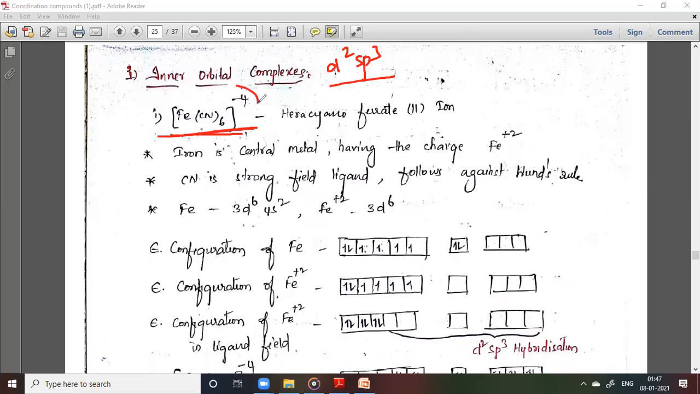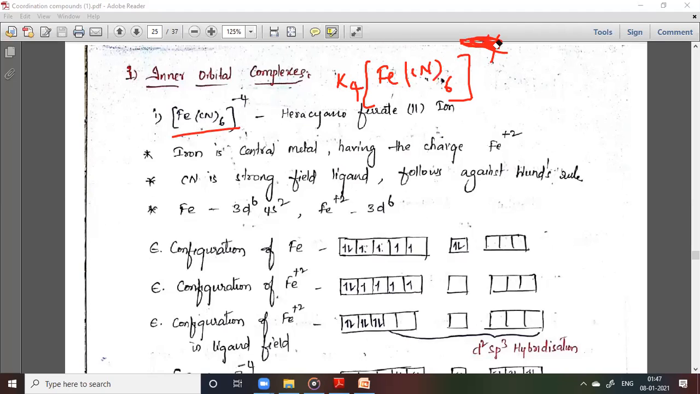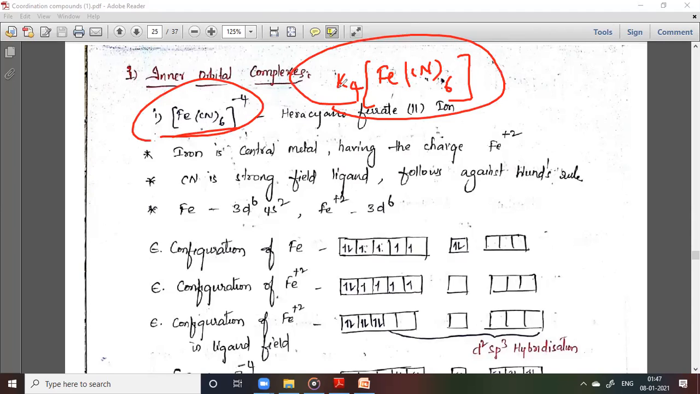So let us take this particular complex here. We can write this complex as Fe(CN)6 to the minus 4. Minus 4 means you can write K4 here. There is no problem. If you write K4, remove this; you can write like this. There is no difference between these two, because in place of K4, I am writing minus 4 here.